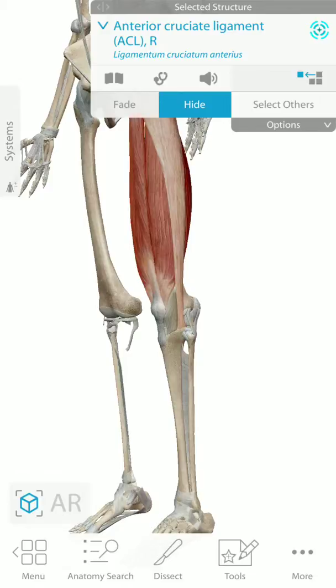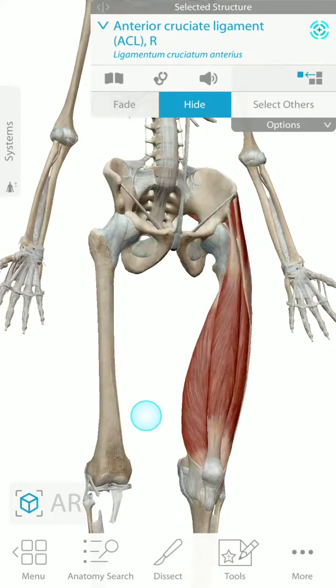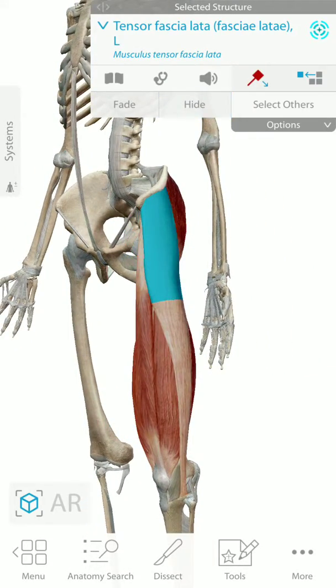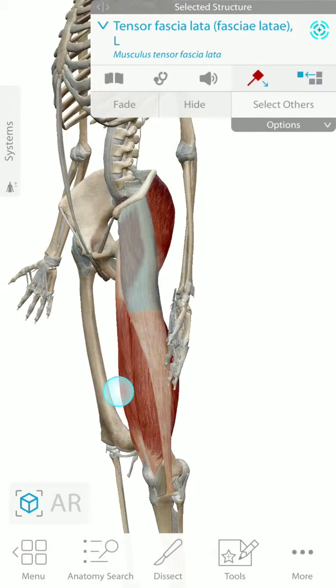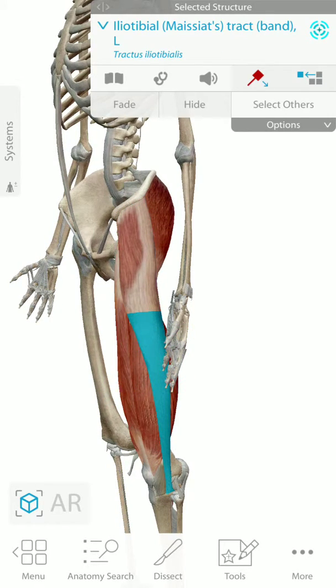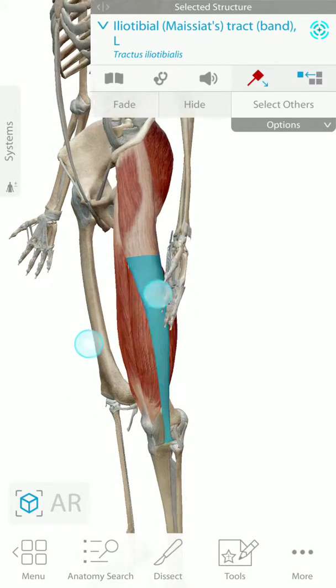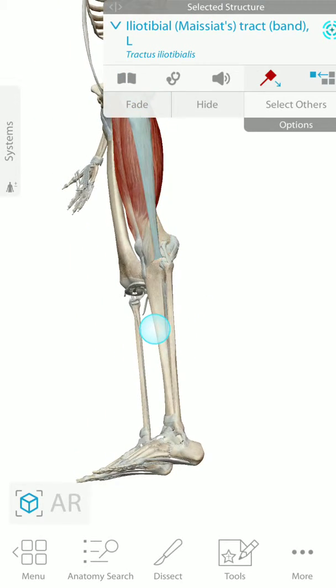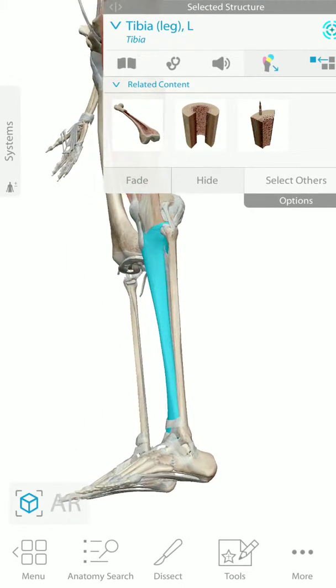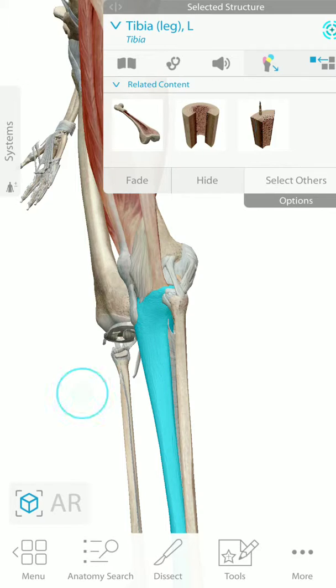So let's begin by talking about a muscle that we already covered in the hip portion of this video series called the tensor fascia lata. Just to review, the tensor fascia lata comes from the anterior lateral portion of the hip and the pelvis, and then it extends the outside of the leg and attaches to the IT band or iliotibial band, and then terminates to the outside upper portion of the tibia right here.